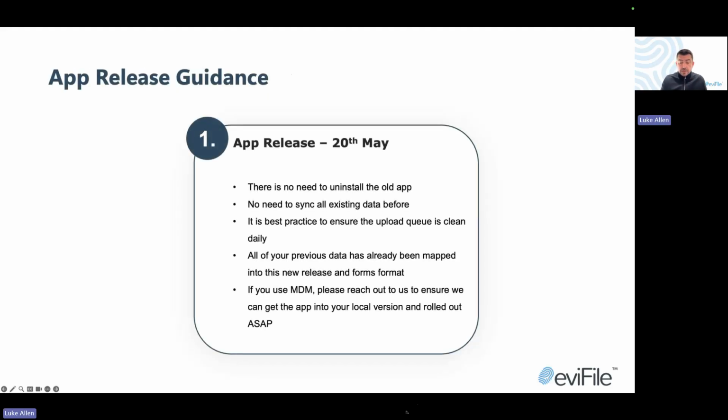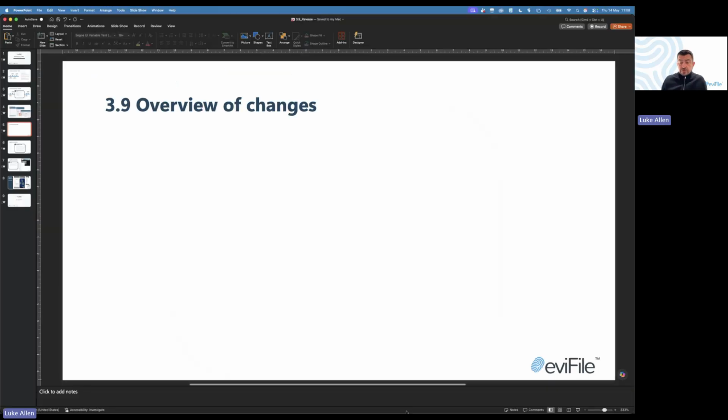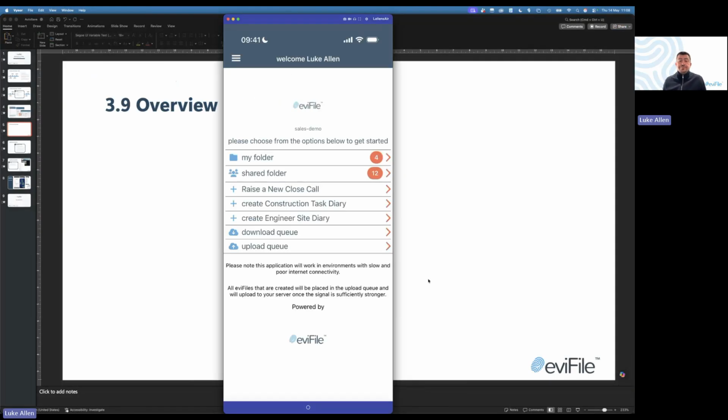So just bear with me a second while we just jump out of the slides. And so what I'm going to show you now is a mirror of 3.9. So hopefully you can see the home screen. Now, immediately you'll see, or probably be asking the question, it looks exactly the same as what I'm used to using. And there is a reason for that.